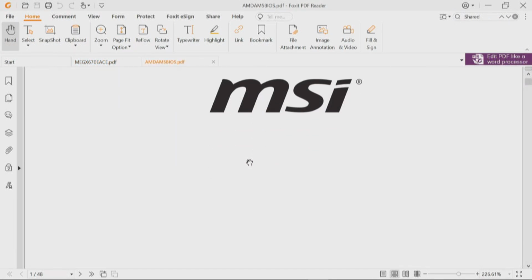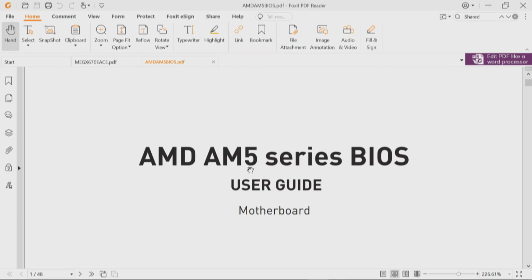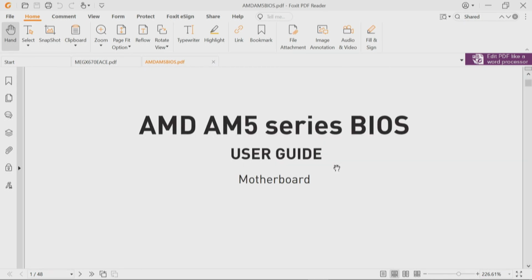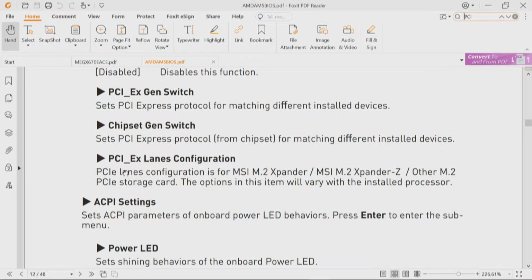Now let's take a look at the MSI BIOS Manual for the AMD AM5 series. Yeah, it covers all of them. And the terminology you're looking for, you can do a search just for PCI, but what you're looking for is PCI_EX lanes configuration. And to reiterate, PCI Express lanes configuration is for the MSI M.2 expander, Xpander-Z, or other M.2 PCI Express storage card adapters. The options in this item will vary with the installed processor.